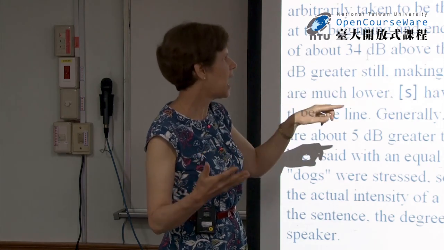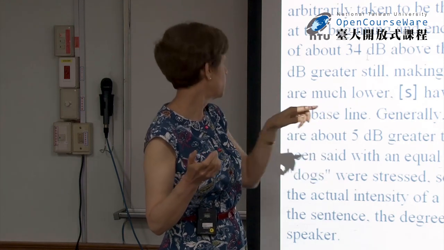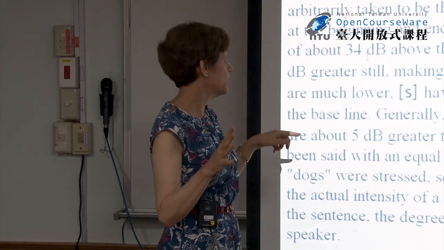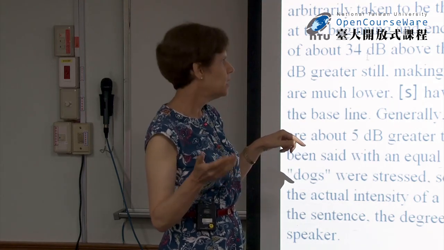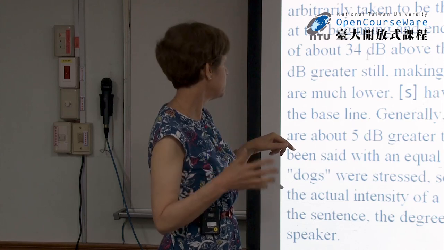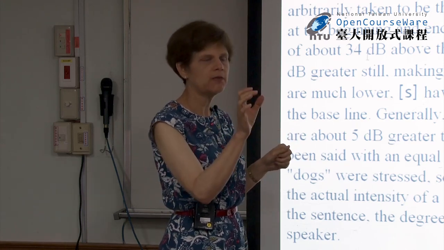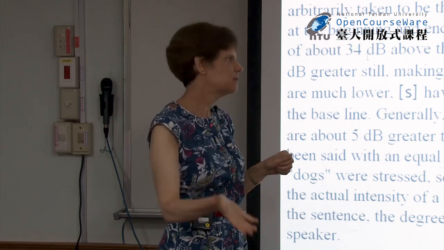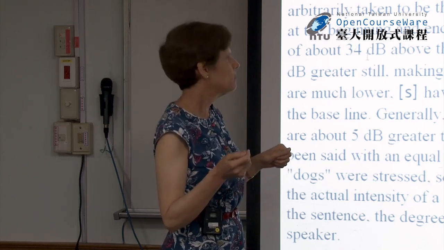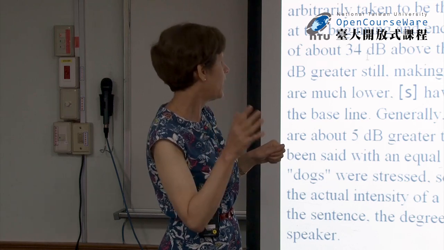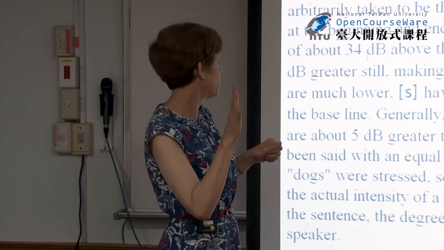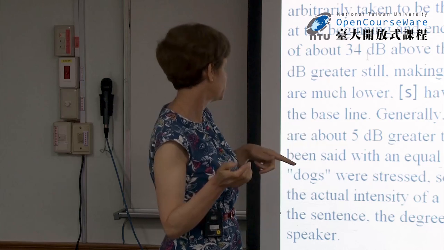Generally, vowels such as ah and aw, in which the mouth is more open, are about 5 decibels greater than the vowels e and u, assuming all these vowels have been said with an equal degree of stress. So if we put them in the same phonetic environment or we emphasize them equally much, then ah and aw will have a sound about 5 decibels greater than e and u.